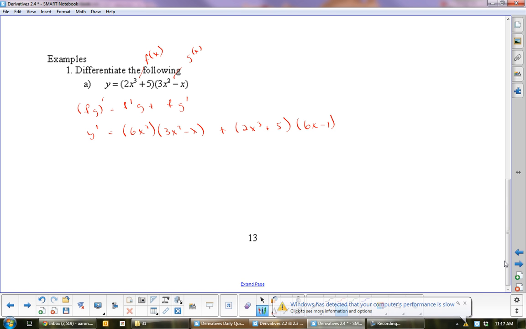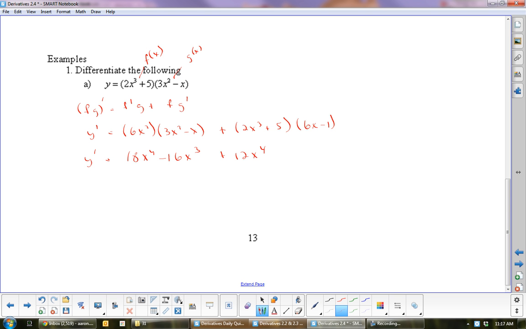Okay, we're going to keep going. So y prime equals, we're going to multiply this in, 18x to the 4 minus 16x cubed plus, and we get to FOIL this. We're so lucky. 12x to the 4. Oh, 6, sorry. Yeah, see, quit while you're ahead. That was the moral of that story. 2x cubed plus 30x minus 5.